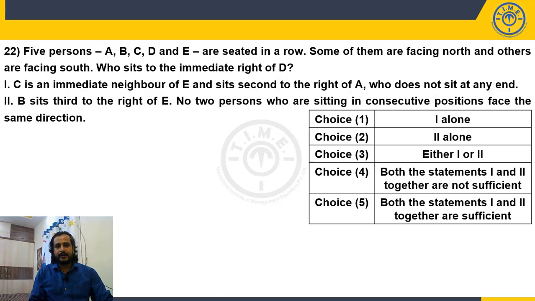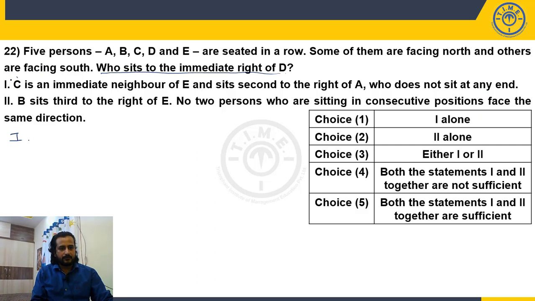5 persons A, B, C, D, E are seated in a row. Some of them are facing north and others are facing south. What is the question? Who sits immediate right of D? Okay. Let me understand statement 1 first. What is given? C is an immediate neighbor of E and sits second right of A. Okay. Who does not sit at the end?